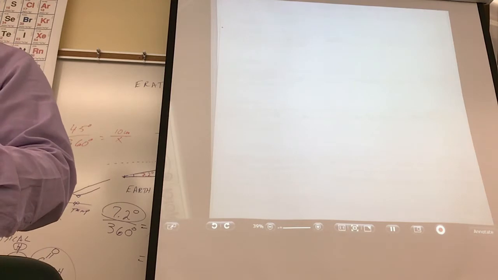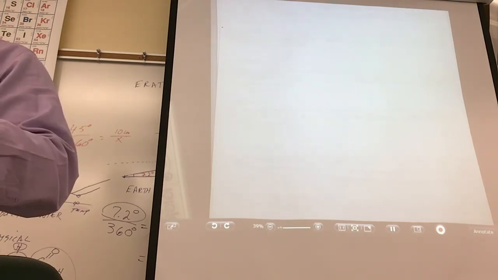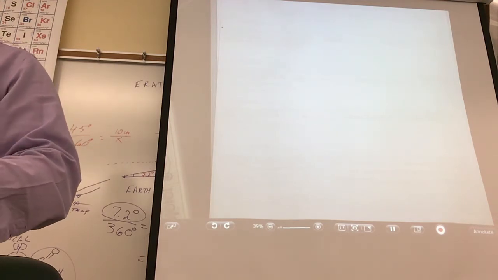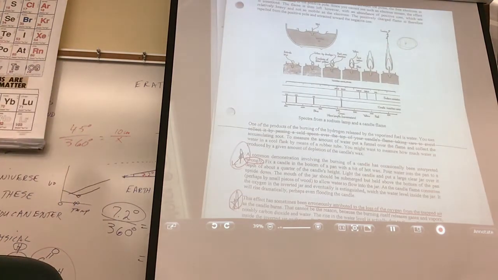What else? And it's why you see the candle flame. You get soot or carbon. Okay. Now that kind of finishes the story of the candle.